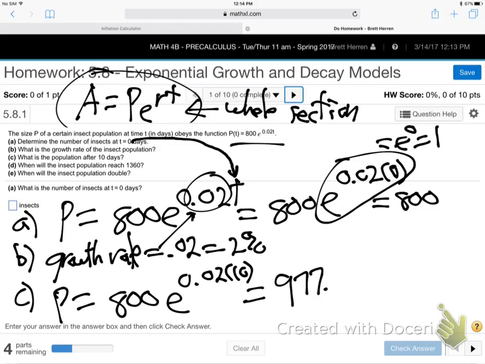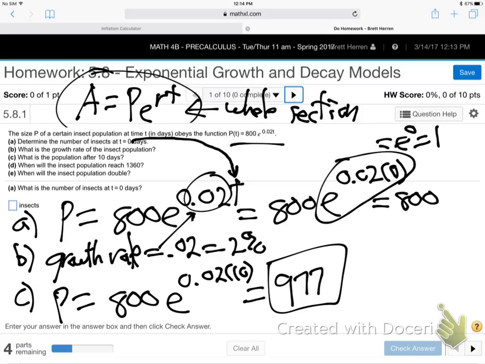But they want it. I think they just want it rounded to the whole number, if I remember right. They'll tell you when you get onto that part. 977. Couple. Is that what they're saying? Whole numbers. Yeah. Anybody else get 977? Is that right? Good. So 977 of the insects after 10 days.